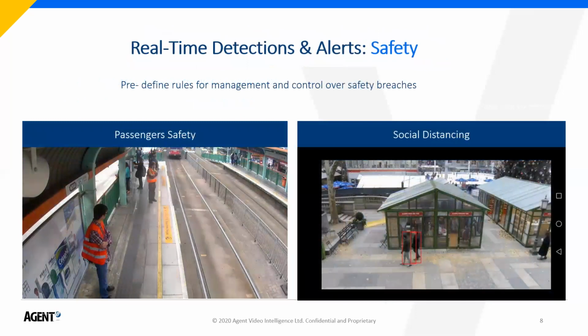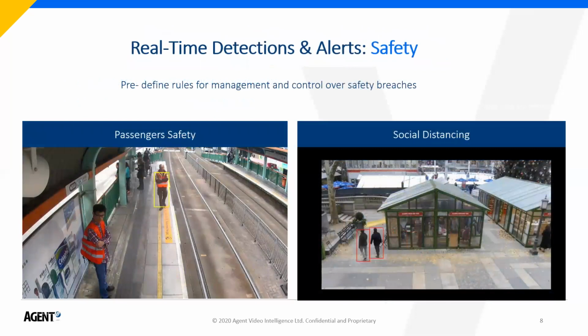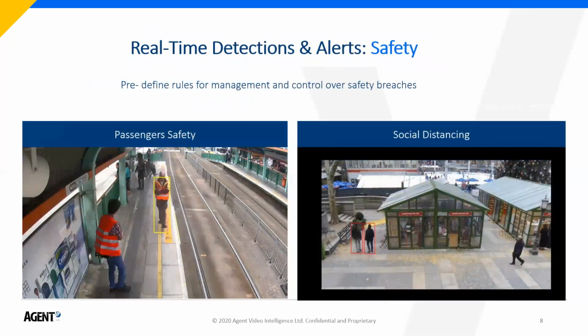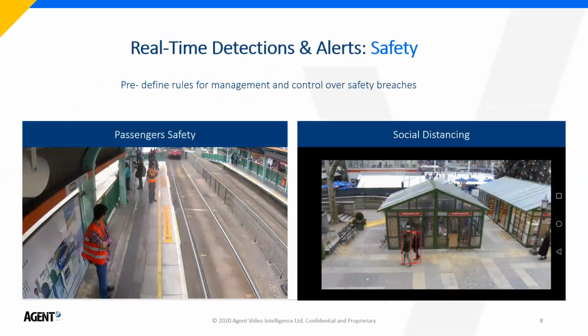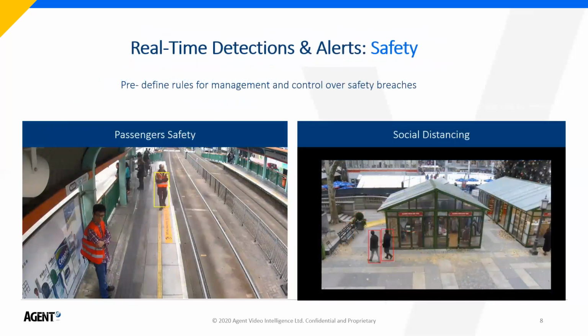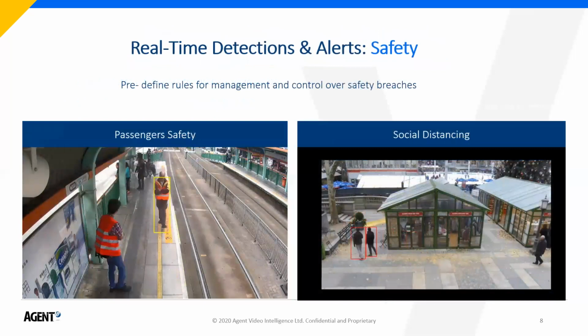Here you can see some examples of rule-based applications for safety reasons, whether it may be to keep social distancing in a public place or safeguarding passengers on a railway platform, where you can utilize our occupancy and grouping features.